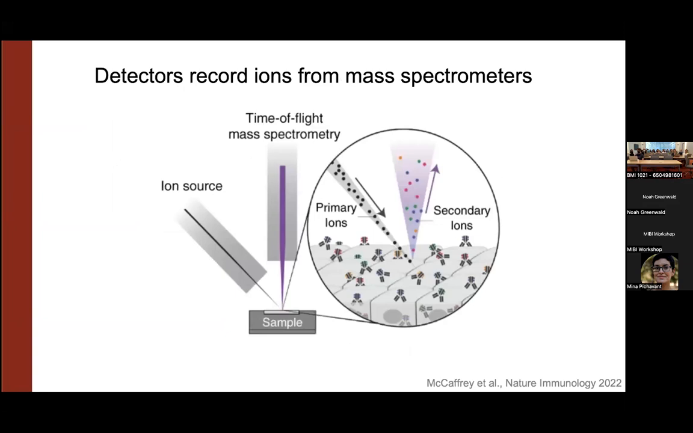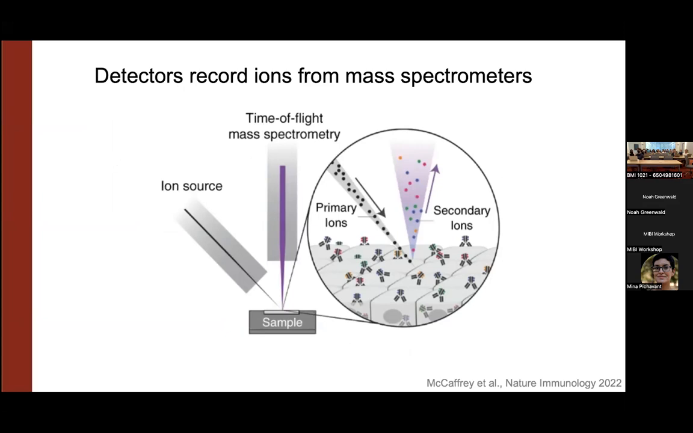So the main source of this on MIBI instruments is the detector. The detector on a MIBI scope is the thing that is actually registering and recording the ions as they physically impact it, after moving through the entire TOF. The reason that this is a source of technical variation is that those ions really are hitting the detector.